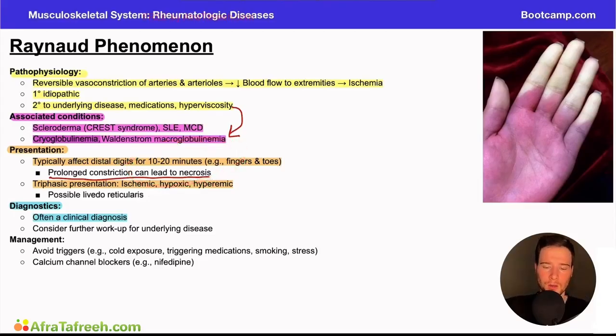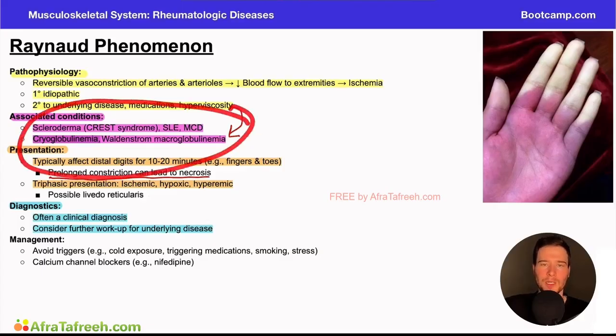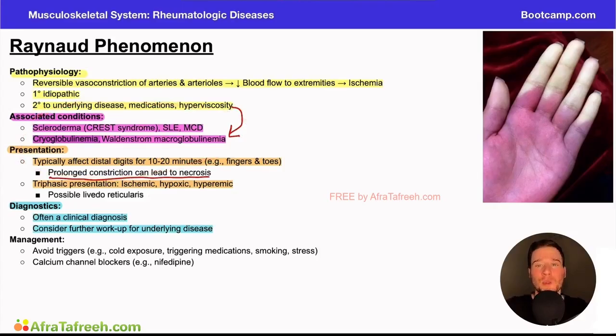Now, we can also consider the fact that we may need to work up the patient for underlying diseases. We talked about up here a variety of different things that can be associated with this condition, right? If somebody presents with Raynaud's phenomenon, well, maybe we need to work them up for a lupus if they have other presenting signs as well. But there really is no specific lab or specific imaging that you need to do. Really, this is a clinical diagnosis based on patient symptoms and presentation.